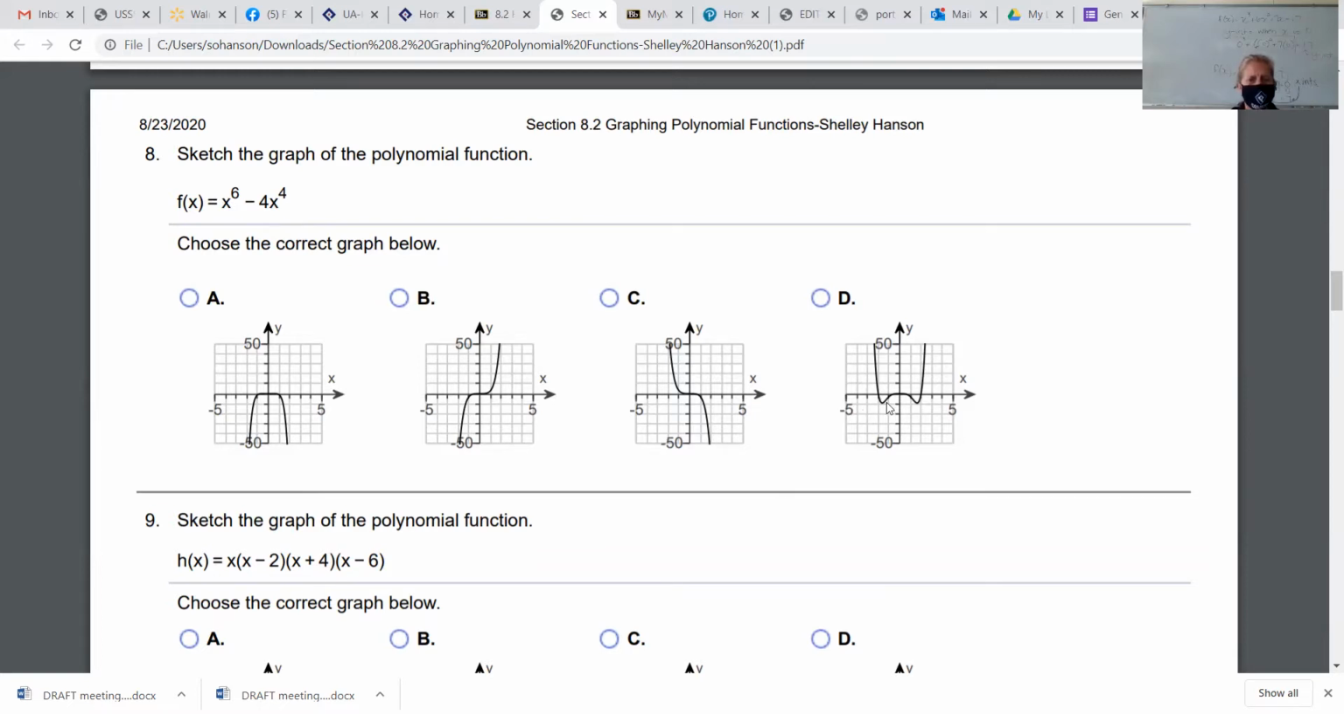All kinds of weird stuff is happening in the middle of this graph, right? There's all kinds of turning points and x-intercepts and things like that. But if I can tell that both ends are going up, like they are on D, that's the only graph that matches the end behavior of a positive even.